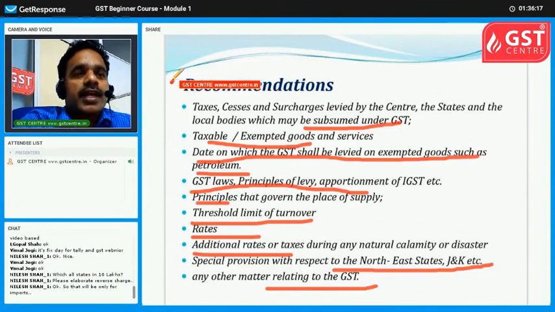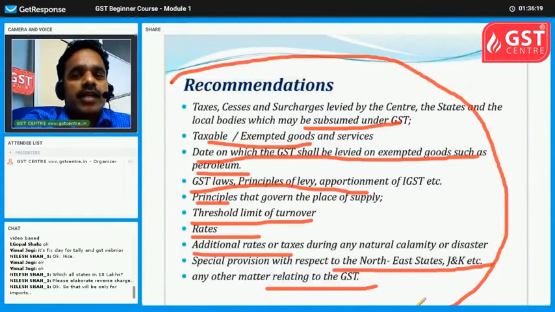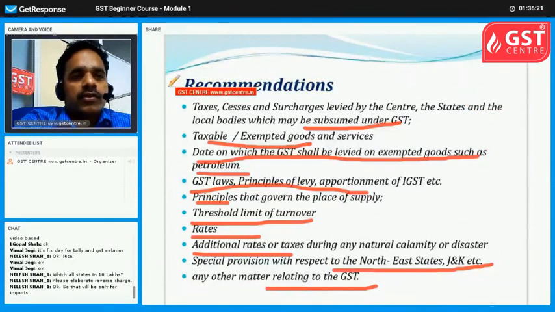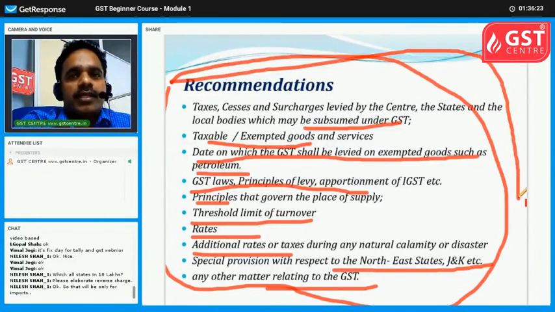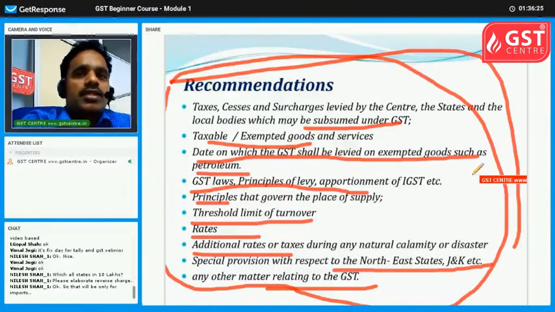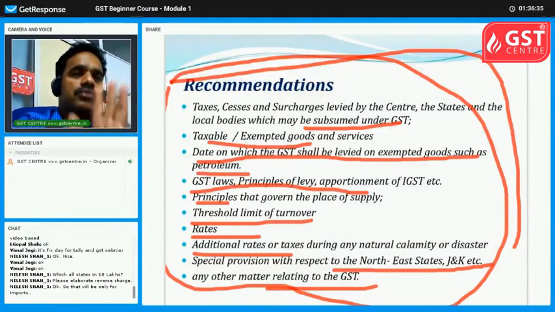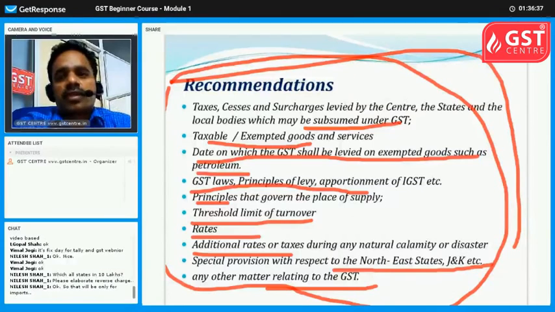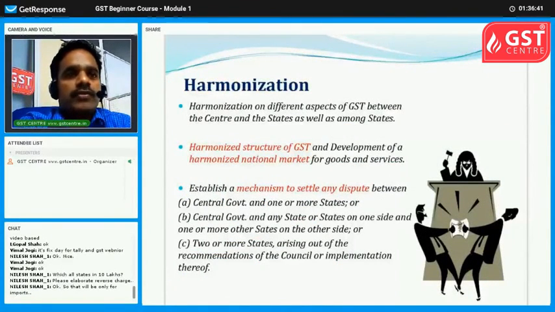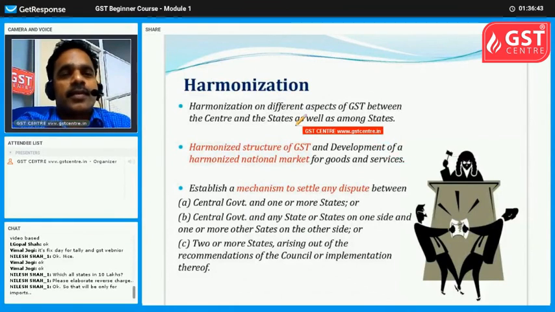I just said about Jammu and Kashmir, because normally all taxes are not applicable in Jammu and Kashmir. Even service tax is not applicable. But in the case of GST, Jammu and Kashmir will be subject to tax. So GST is applicable to Jammu and Kashmir also, and they have to learn it. Our franchise is there. Okay.